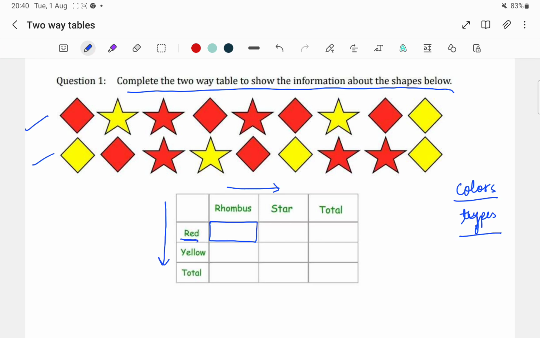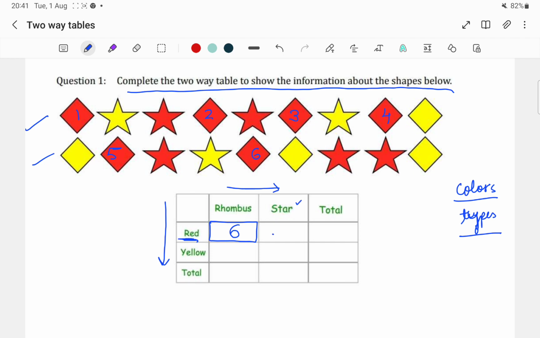So one red rhombus, two red rhombus, three, four, five, six red rhombus. So I will substitute here a value of 6. This is a very important thing here, how to put the values. I counted it in such a way that I include both things, red and rhombus. Next comes star.